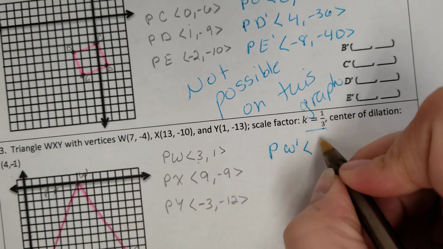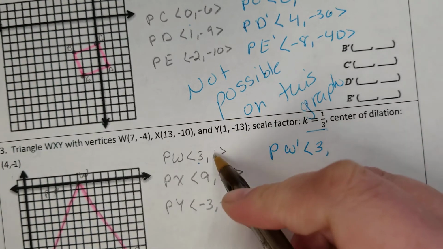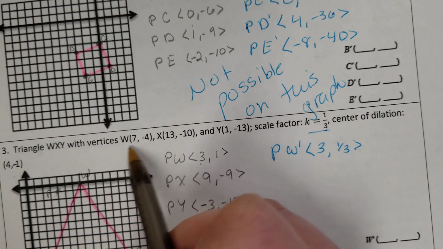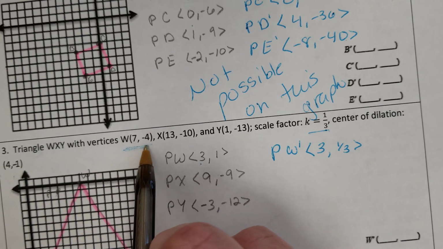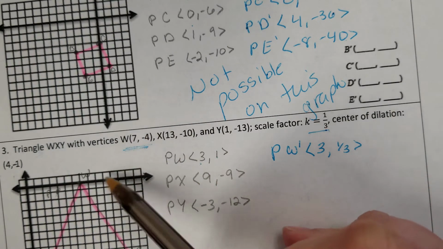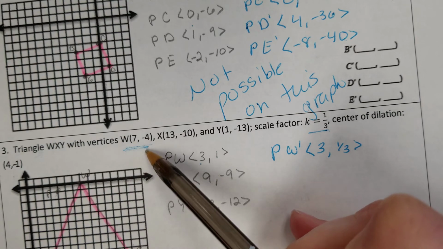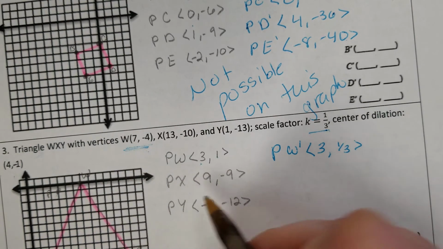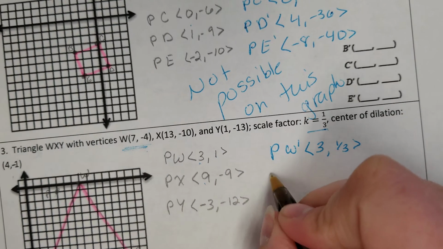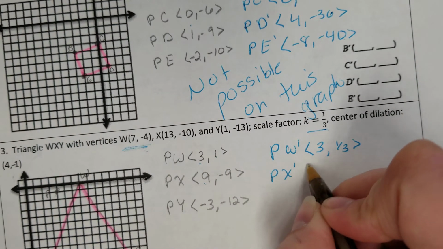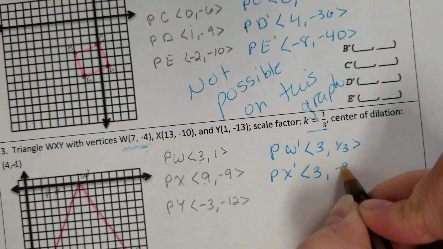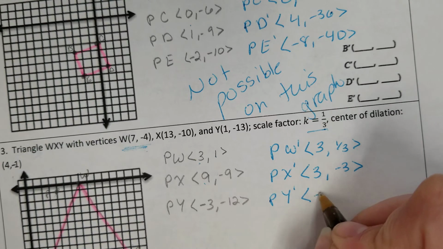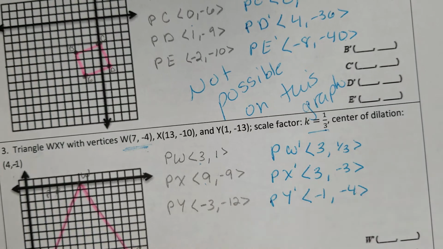So 3 times 1/3 is 3. And 1 times 1/3 is 1/3. I think there's a mistake in what I graphed here. So you can stick with mine, or you can do the original point that it should be instead of the one that I graphed. All right, then we're going to do 9 times 1/3. So we get Px prime. So we have 3 and negative 3. And then P to Y prime is negative 1 and negative 4.